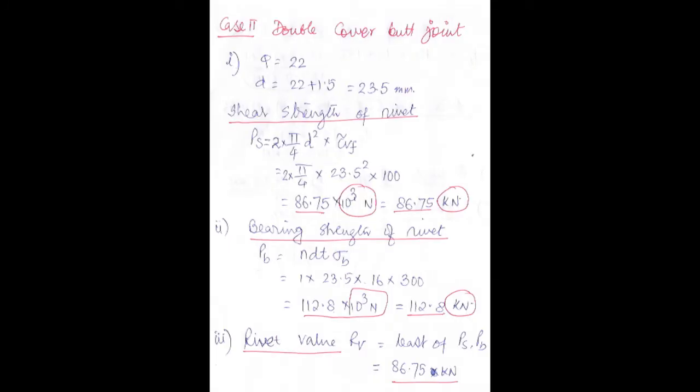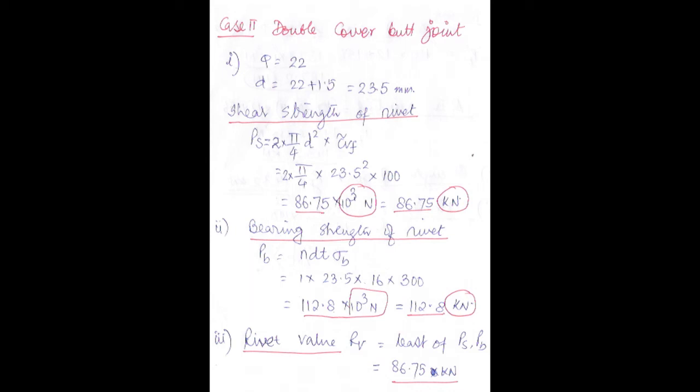Let us start. So I have named this case number 2 for the rivet joint, that is the double cover butt joint. Here the nominal diameter is given as 22, so phi is 22. So the gross diameter D will be 22 plus 1.5, 23.5 millimeter. The shear strength of the rivet will be PS equal to 2 into pi by 4 D square into tau VF. Why 2? Because it is double cover. So this comes out to be 86.75 into 10 cube Newton, that is 86.75 kilonewton.